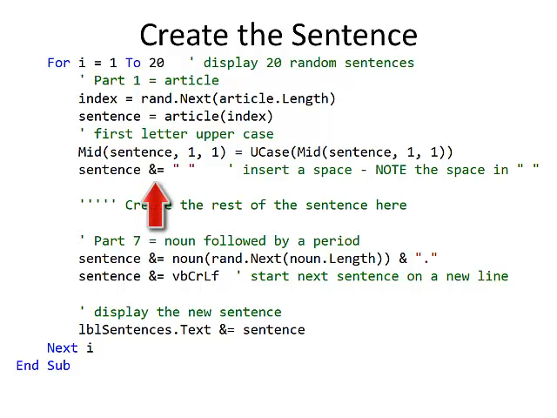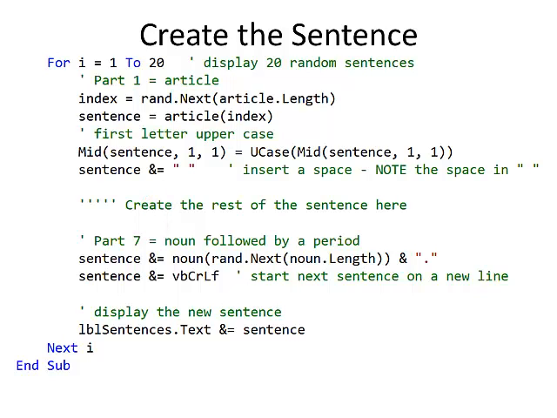Now I want to concatenate. Concatenate means add on to the end. So sentence ampersand equals quote space quote. That's going to put a space after my article. Now, if you look back up at the top where it said sentence equals article sub index, I'm going to start a brand new sentence right there because it's an equal. But if I have ampersand equal, I'm going to keep adding on to the end of things. So ampersand equal, that's my concatenation.